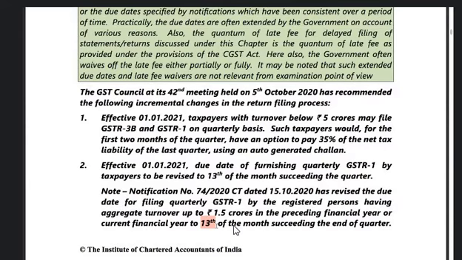For quarterly return filers, every month they have to pay 35% of the net tax liability of the previous quarter. So as per the previous quarter, whatever the tax liability, 35% they have to pay in the next month. So 35% in the first month of the quarter, 35% in the next month of the quarter, and the balance in the last month of the quarter.